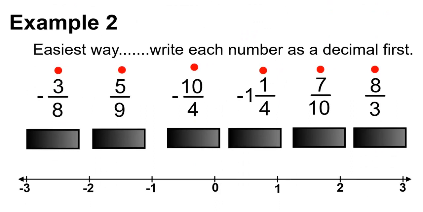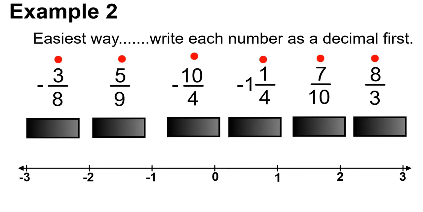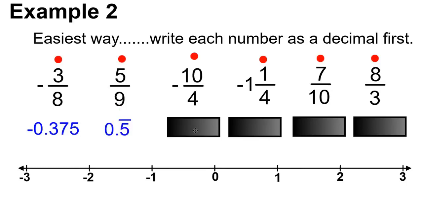Example number 2. The easiest way is to write each number as a decimal first. So for negative 3 over 8 as a decimal, it would be negative 0.375. 5 over 9 as a decimal would be 0.5 repeating. Negative 10 over 4 as a decimal would be negative 2.5.